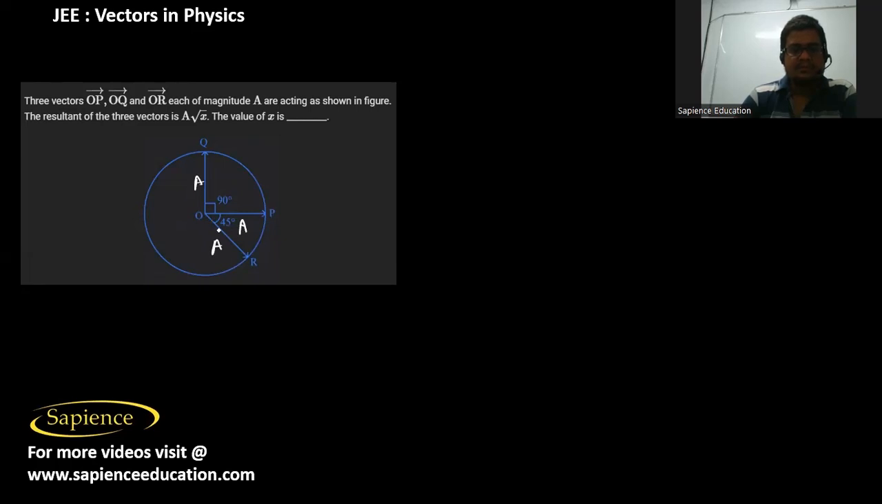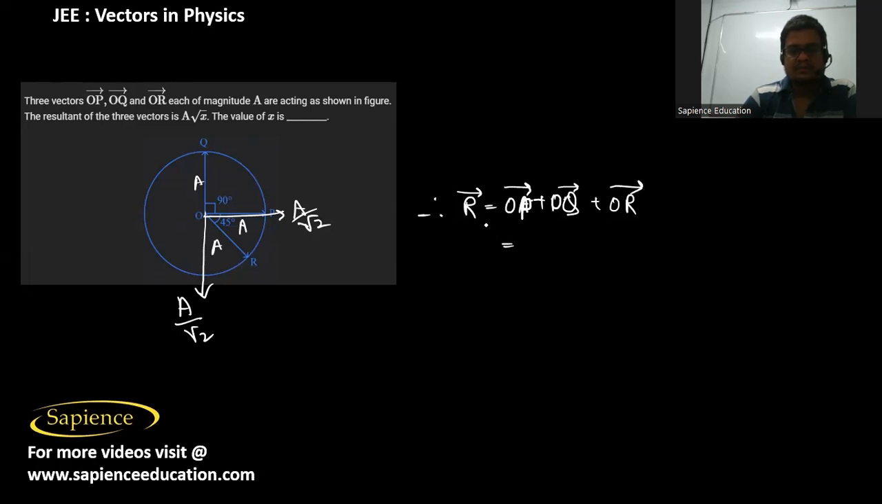So if you take the components of R along the y-axis and x-axis, this will be A cos 45, which is A by root 2, and this also will be A by root 2. Therefore, the resultant of the 3 vectors, which is OP vector plus OQ vector plus OR vector, let's call it R1 vector. So R1 vector will be obviously (A plus A by root 2) i cap plus (A minus A by root 2) j cap.